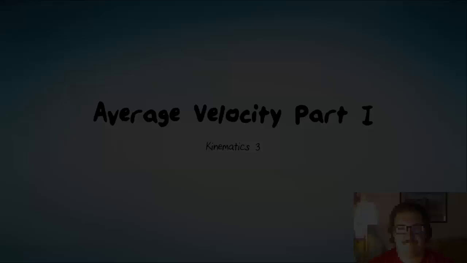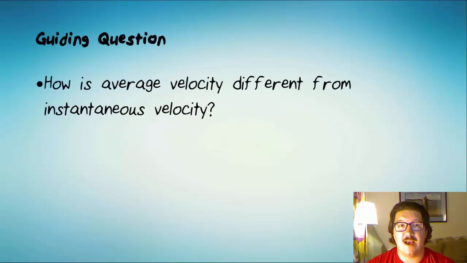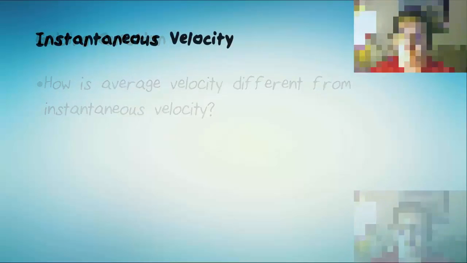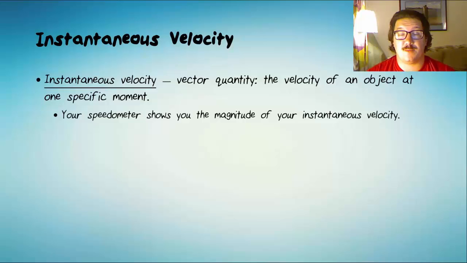And that's basically it. The third lesson in kinematics is average velocity, part 1. The guiding question for this lesson is, how is average velocity different from instantaneous velocity? Well, instantaneous velocity is the velocity of an object at one specific moment. The speedometer in your car shows you your instantaneous velocity.